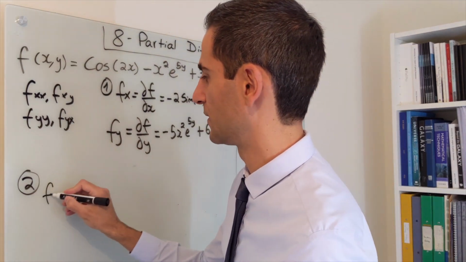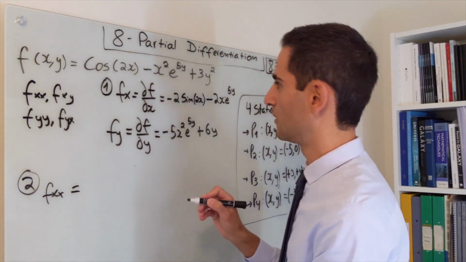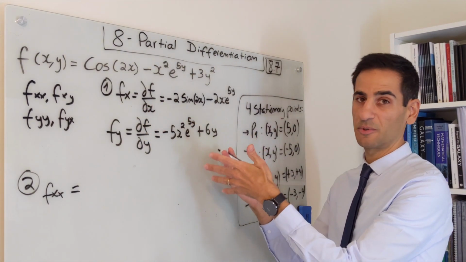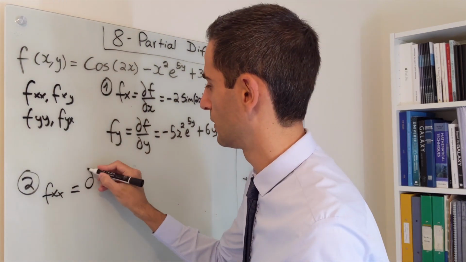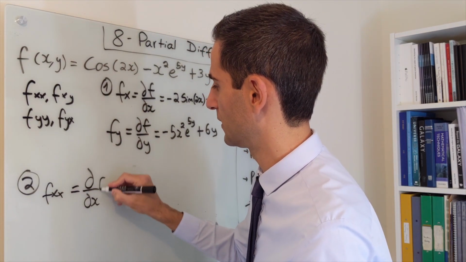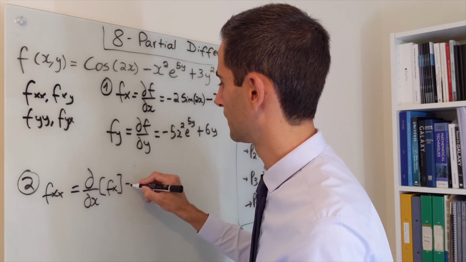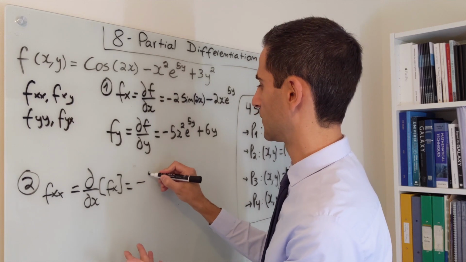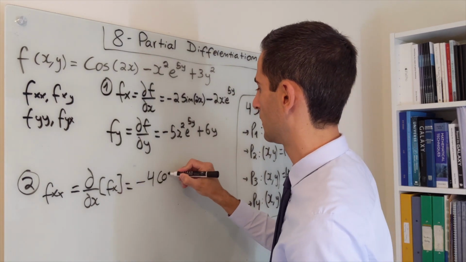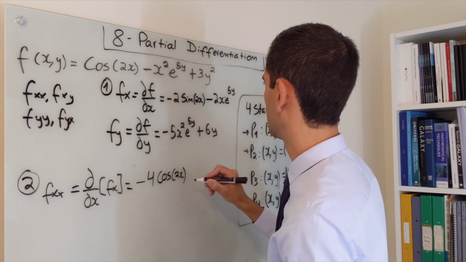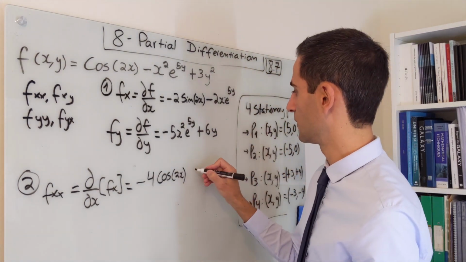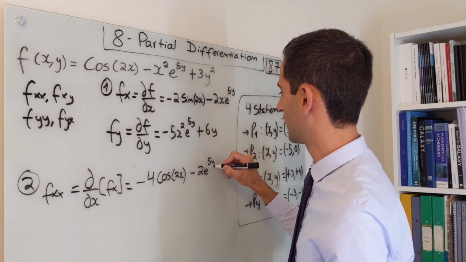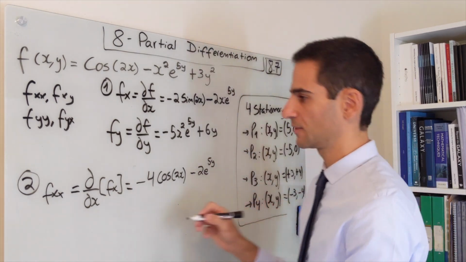If we start with f_xx, all we do is we apply the partial derivative operator to f_x. You can even just write it explicitly. This is what we're doing. And whenever there is a next term, we differentiate again. In this case, we would get minus 4 cos of 2x. And in this case, we would get minus 2e to the power of 5y. That's one of the partial derivatives.